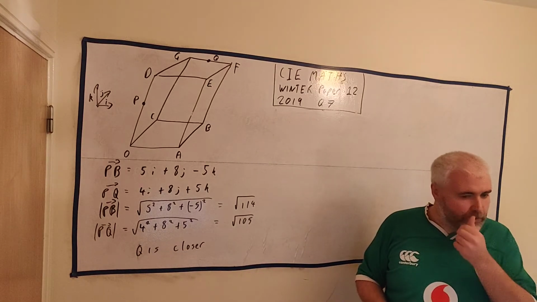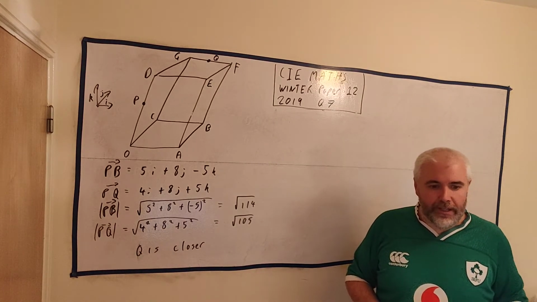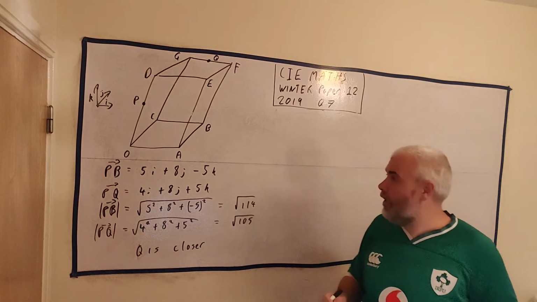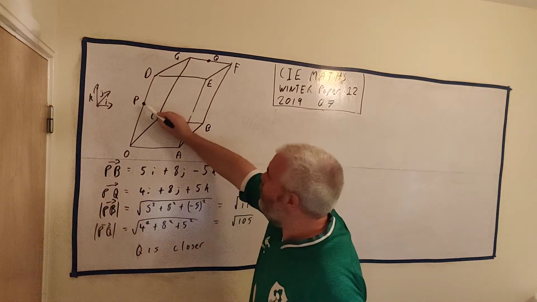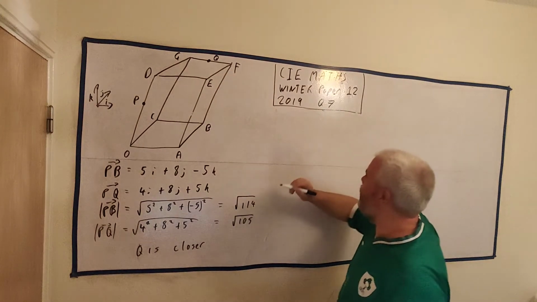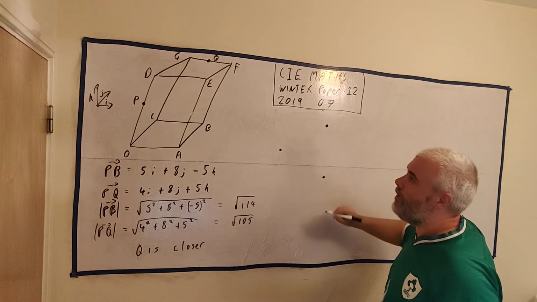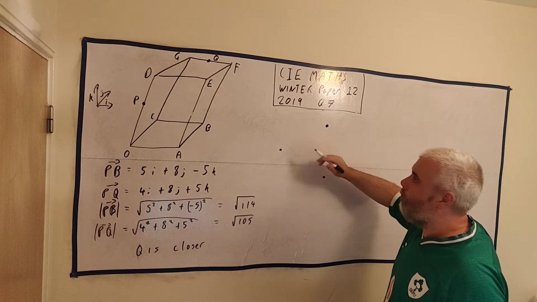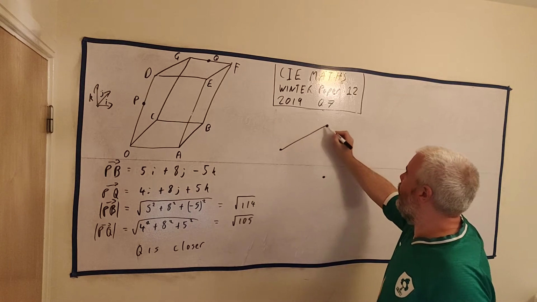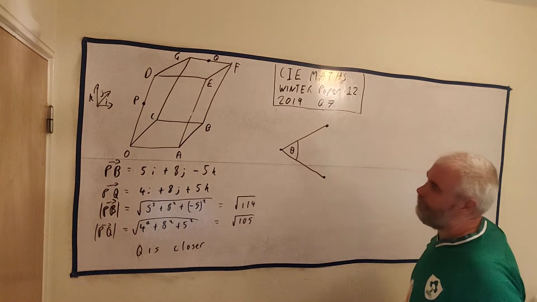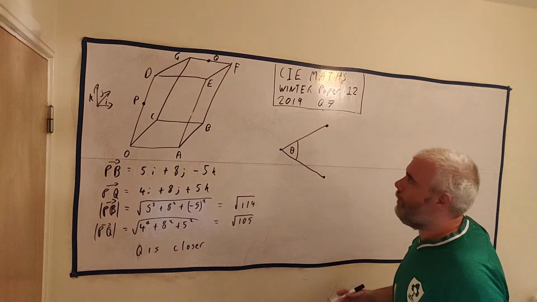Okay, part 3. Use a scalar product to find out the angle BPQ. Where are we? BPQ. Let me write that again. So here's Q, here's P, and here's B. So BPQ. We're looking for this angle in here. We'll call it theta.